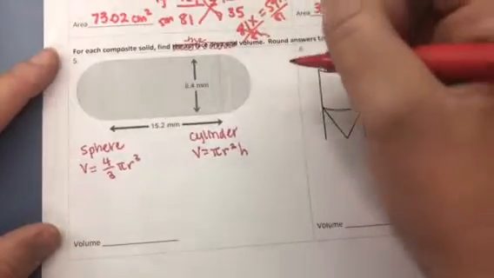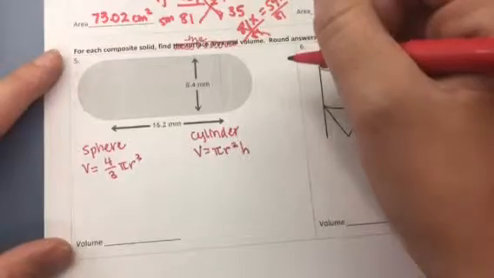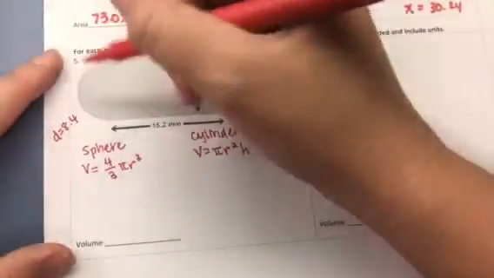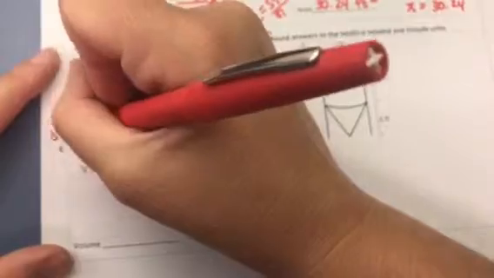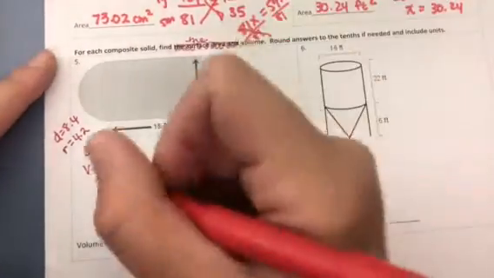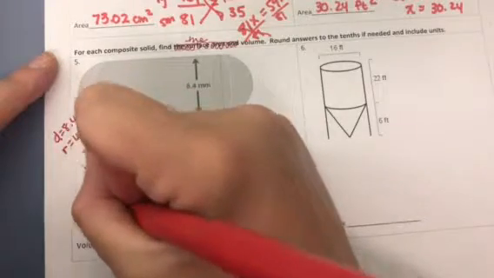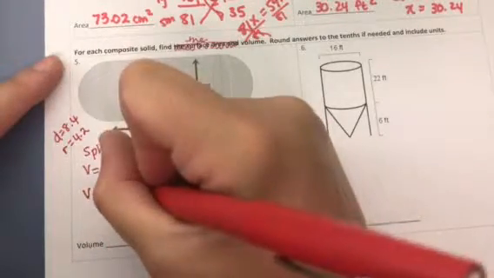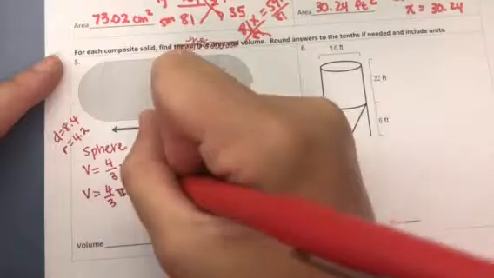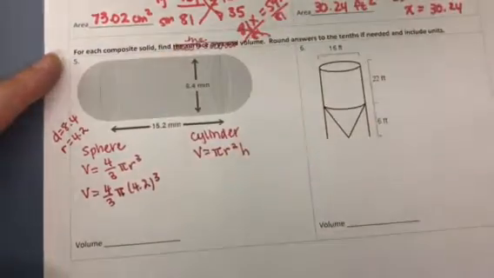All right, so for the sphere first, the sphere has a diameter of 8.4 millimeters. So divide that by 2 to get the radius. The radius is 4.2 millimeters. So in my calculator, I'm going to plug in 4/3 pi times 4.2 cubed. And I'm just going to write what I get as a decimal.